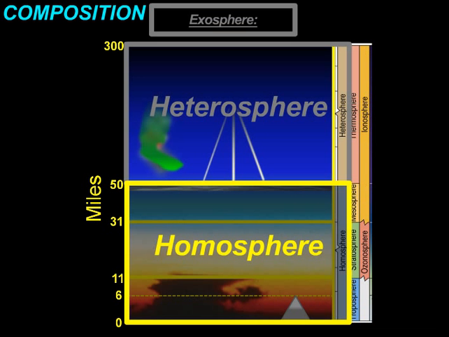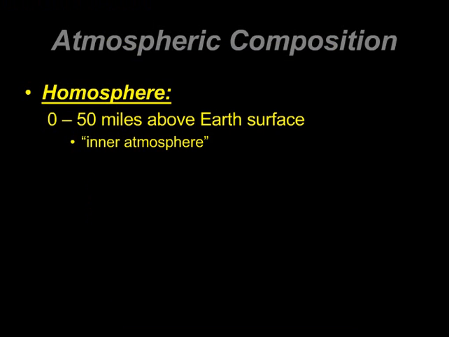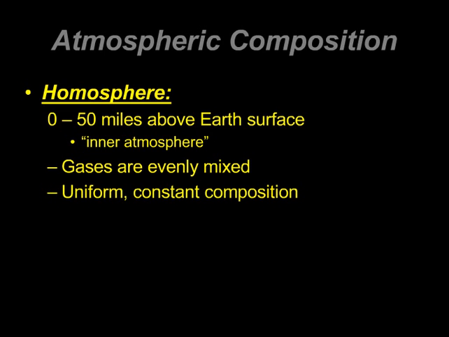Next up is the homosphere, which is obviously going to be below the heterosphere. The homosphere, also referred to as Earth's inner atmosphere, is from 0 to 50 miles above Earth's surface. And so unlike the heterosphere, here gases are evenly mixed. If I went out and cupped the air, if I got a sample of the air, I wouldn't find any distinctive layers. It would be a fairly even, uniform mix of gases. So it's a very uniform, constant composition.